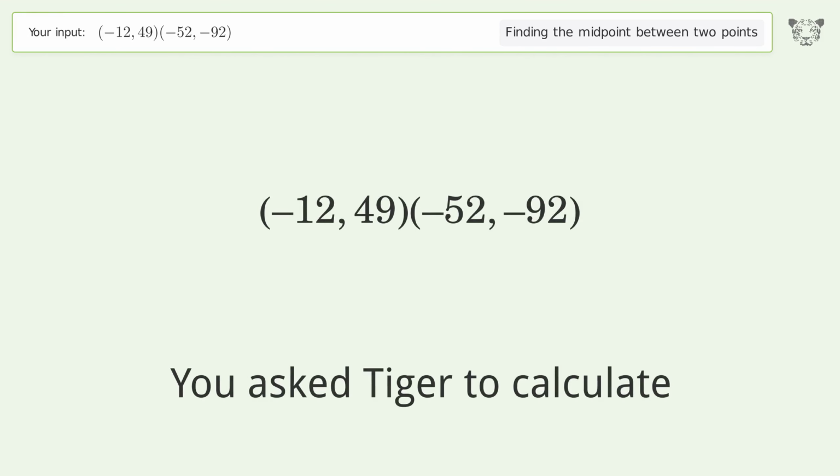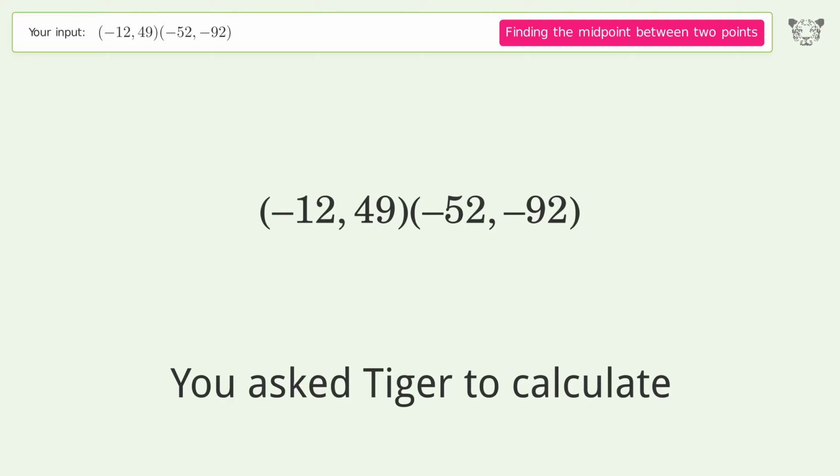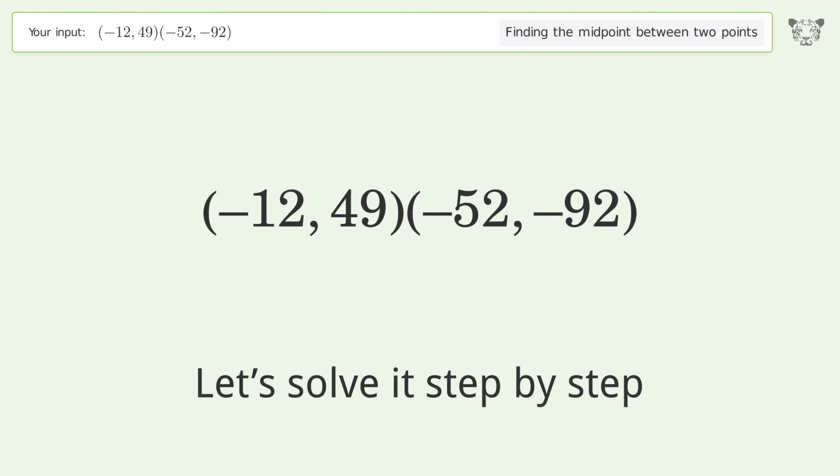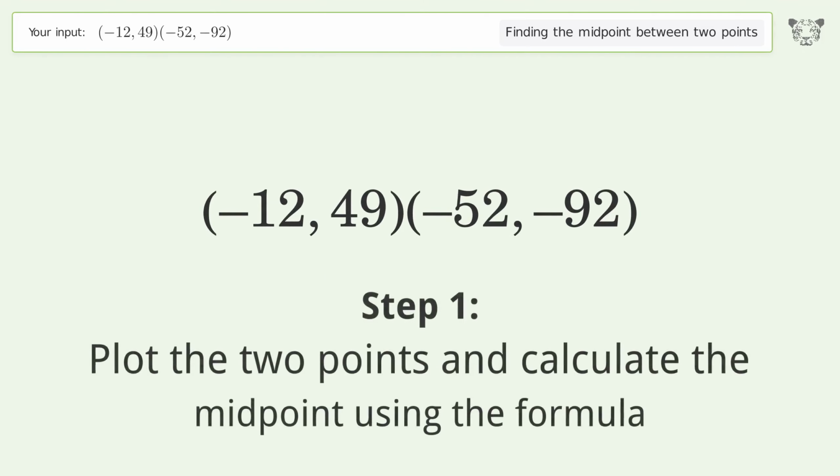You ask Tiger to calculate. This deals with finding the midpoint between 2 points. The midpoint between the 2 points is -32, -21.5. Let's solve it step by step. Plot the 2 points and calculate the midpoint using the formula.